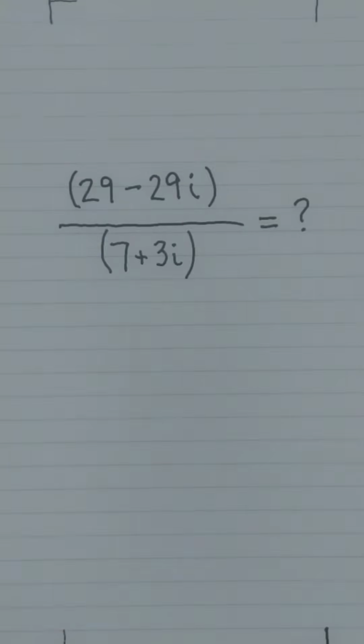Okay, we have a complex number problem here. We're asked to divide 29 minus 29i by 7 plus 3i. Let's do this on the CASIO.